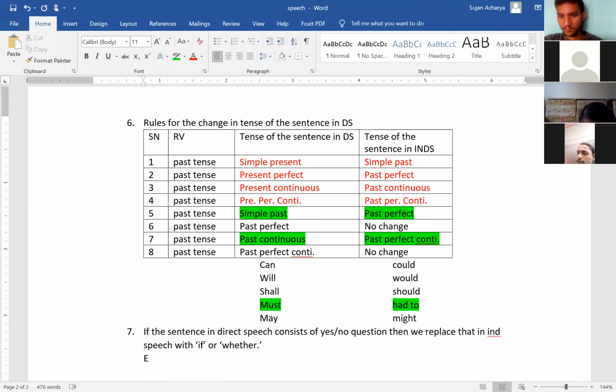Example: He said to me, do you like coffee? He asked me if or whether. Either one can be written, but don't write if/whether together. I mean either if or whether. He asked me if I liked coffee.